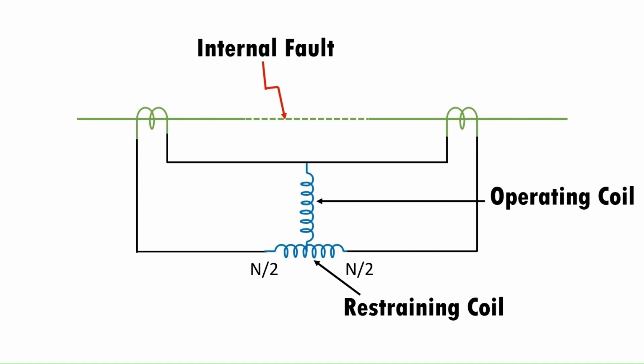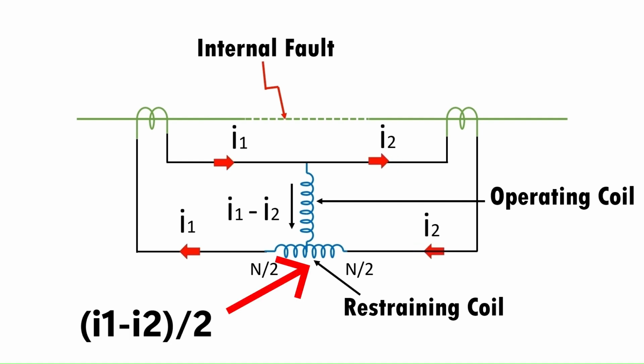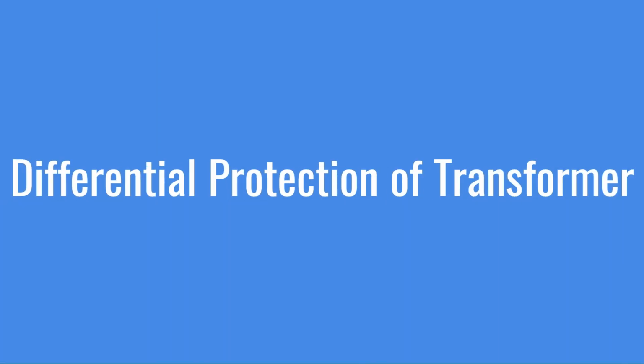The differential current in the operating coil is proportional to I1 minus I2. And the differential current in the restraining coil is proportional to (I1 minus I2) divided by 2, because the operating coil is connected to the midpoint of the restraining coil. For external faults, both I1 and I2 increase and thereby the restraining torque increases, which prevents the maloperation of the relay. Now we will see the connection for differential protection of a transformer.